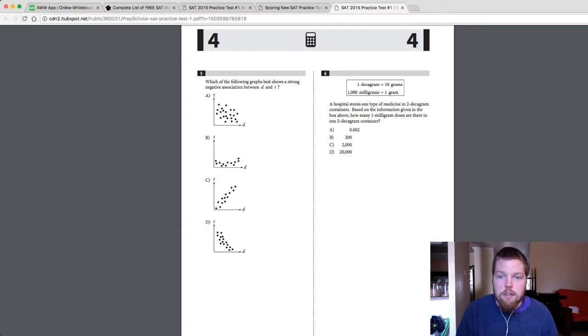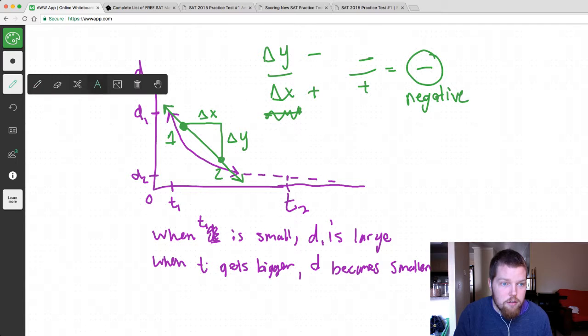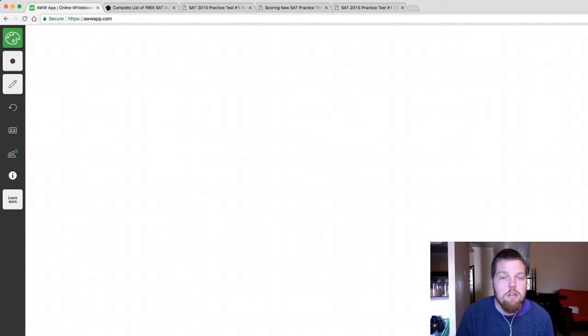All right, number 6. A hospital stores one type of medicine in 2 decagram containers. Based on the information given in the box above, how many 1 milligram doses are there in 2 decagram containers? All right, so first let's figure out how many 1 milligram doses there are in 1 decagram container. So let's write out our conversions here.